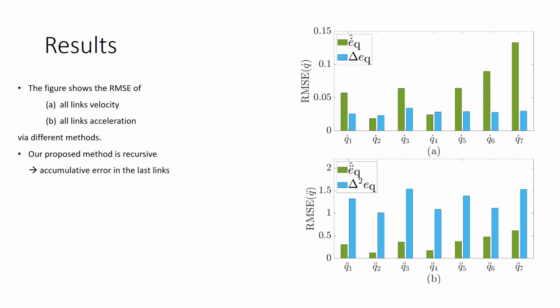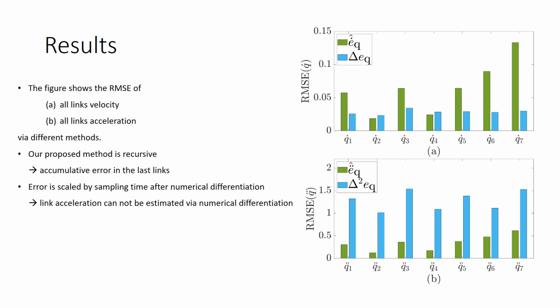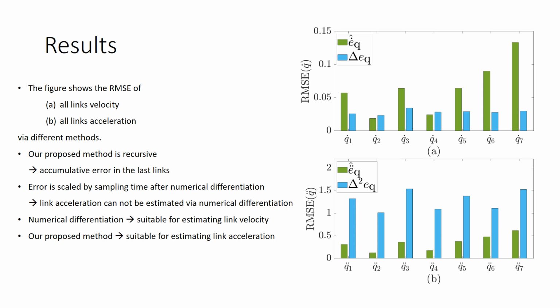Therefore, the accumulative error of our proposed method is obvious in the last links in both figures. On the other hand, quantization errors are amplified with respect to the sampling time after each numerical differentiation. The numerical differentiation errors are therefore so large for the link acceleration values. In summary, numerical differentiation is a viable solution for obtaining the robot manipulator's link velocity. However, our proposed method is a better solution for estimating link accelerations.